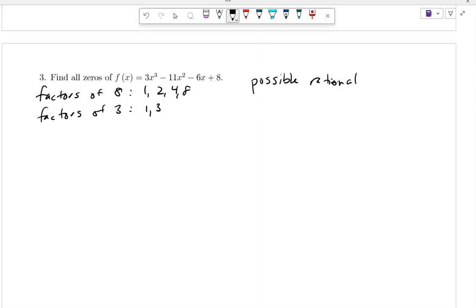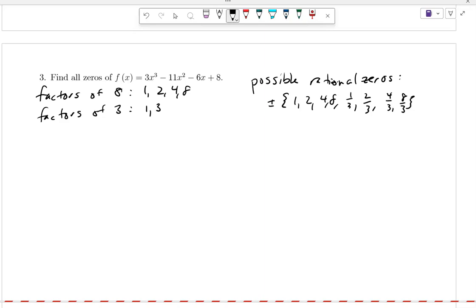1 over 1, 2 over 1, 4 over 1, 8 over 1, 1 over 3, 2 over 3, 4 over 3. And it's plus or minus all of those, right? So put all of them over 1 to start with, and then all of them over 3. That okay? Now the question is, which one or ones is it? That's 16 total. That looks like a lot to check, doesn't it?